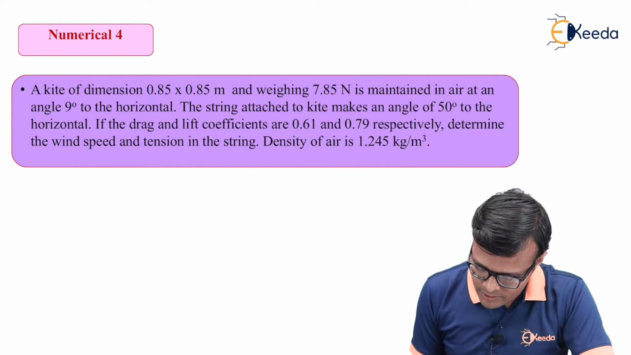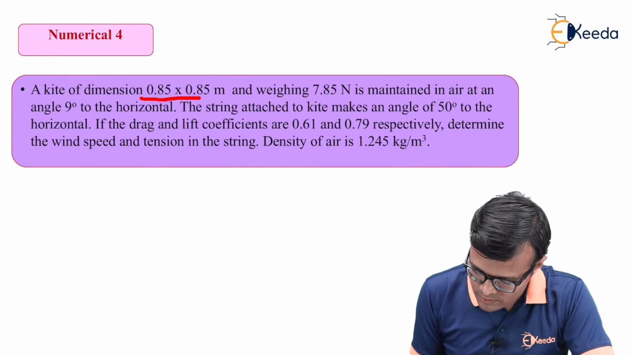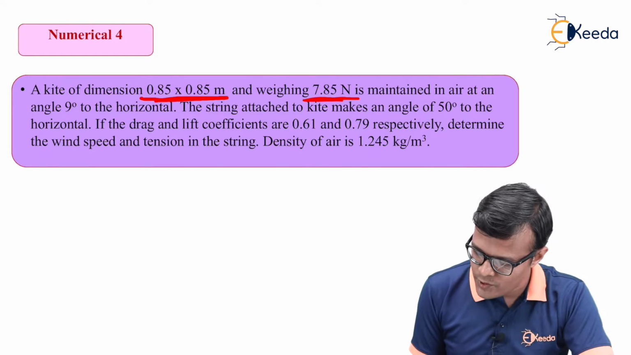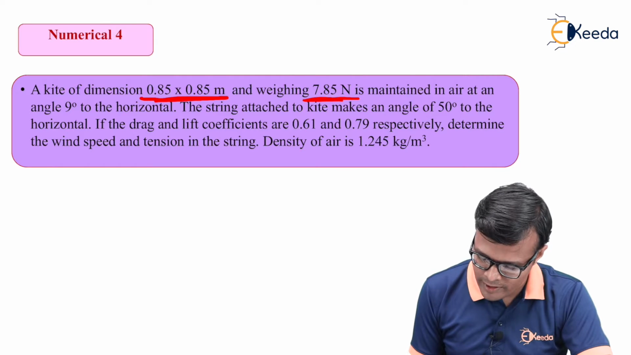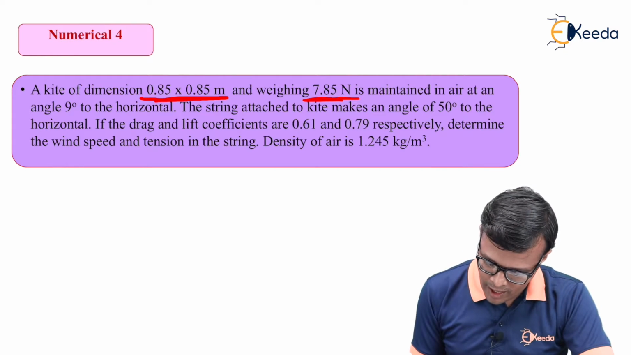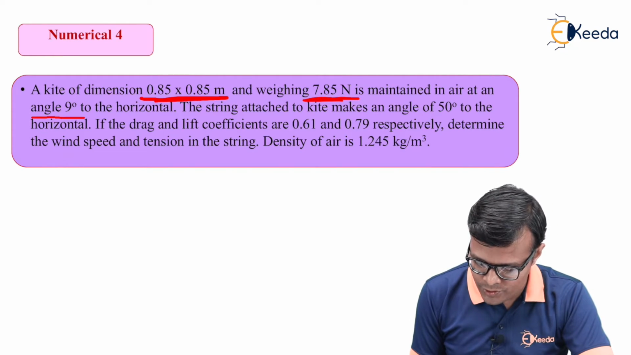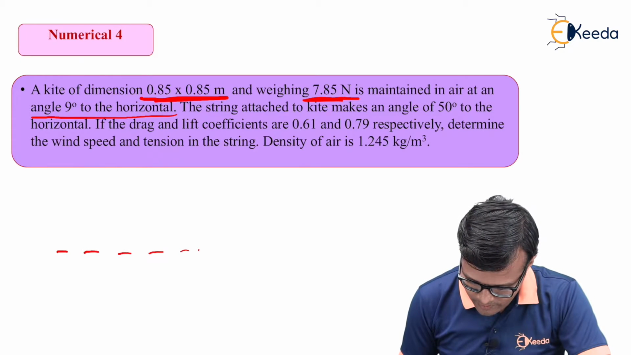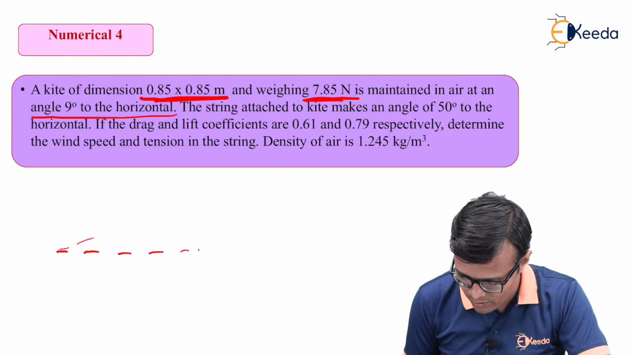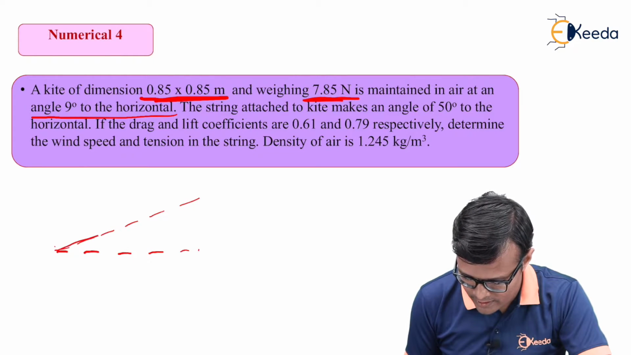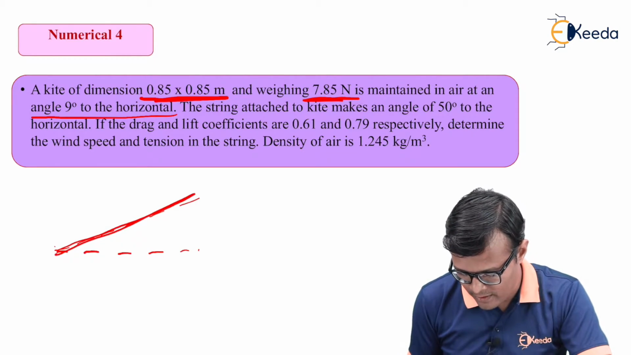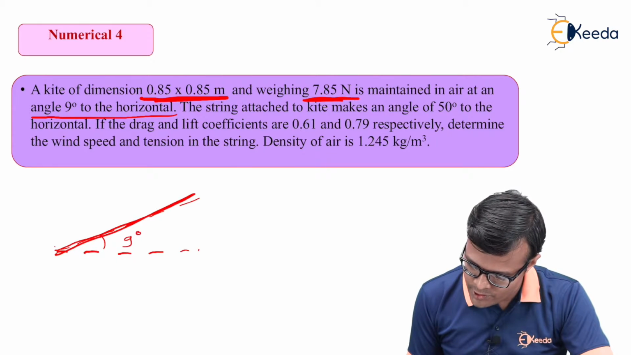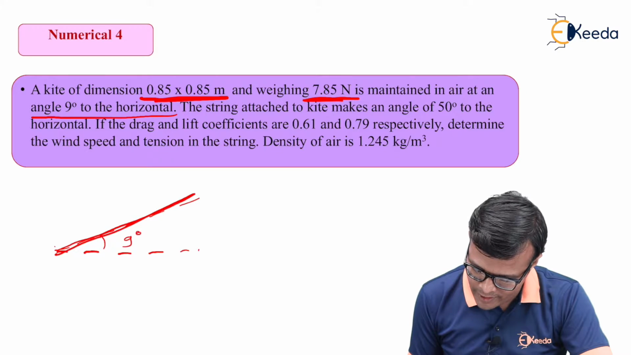The dimension of a kite is given to us, weighing 7.85 Newton, weight is also given in Newton, which is our required unit. It is maintained in air at an angle of 9 degree to horizontal. So this is the horizontal direction and the kite is maintained at an angle of 9 degree like this. Say this is the kite, this angle is 9 degree with horizontal. The string attached to the kite makes an angle of 50 degree to horizontal.